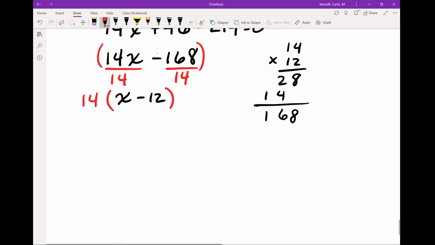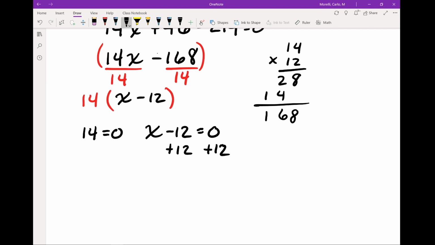Okay. So now we set each factor equal to 0. So 14 equals 0, and x minus 12 equals 0. So what is x? 12. Oh, wait, hold on. Oh, wait, x minus 12 is 0? You set both factors equal to 0. Oh, okay, so it's 12. Yeah. Is it 12 or do you think it's 168?